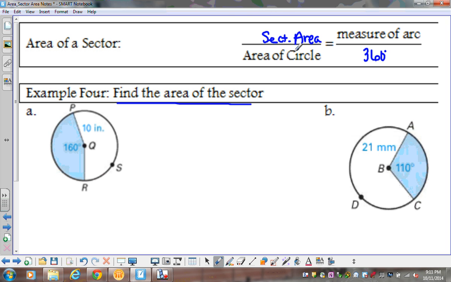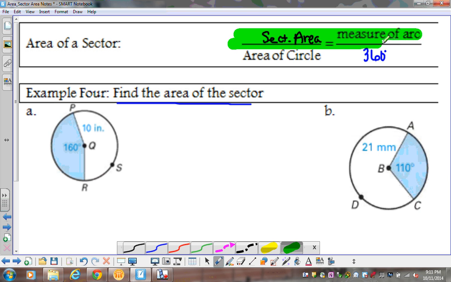So that's going to be the numerator piece up here. All right, so let's find that area of the sector. I'm not going to rewrite it, I'm just going to highlight that for you guys. Highlight that a few times. So that's what I'm going to be using right there.